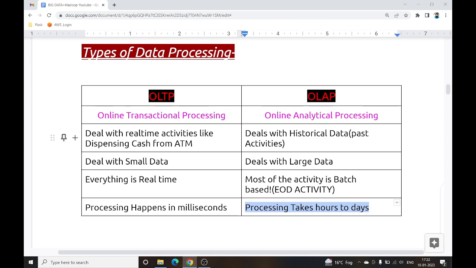So both are different. One deals with real time activity or real time processing, and the second deals with historical data, or batch processing.